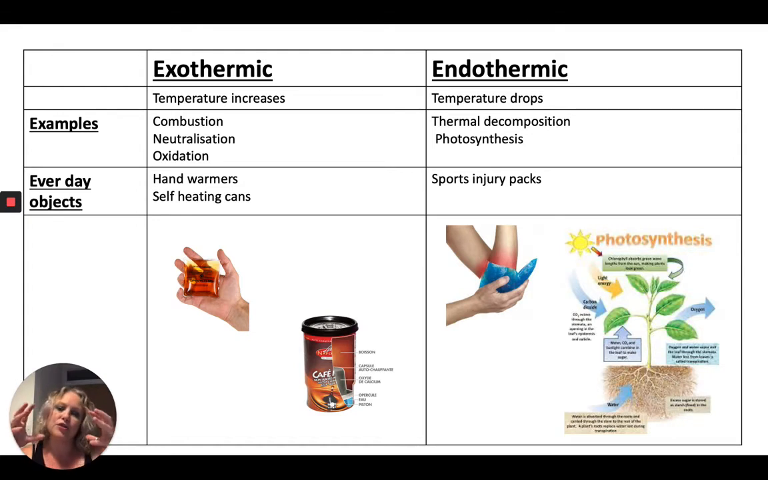Endothermic are reactions that cool down. So we're talking about sports injury packs here, like the ones you snap and they cool down. We're not talking about ice packs that have been in the freezer.